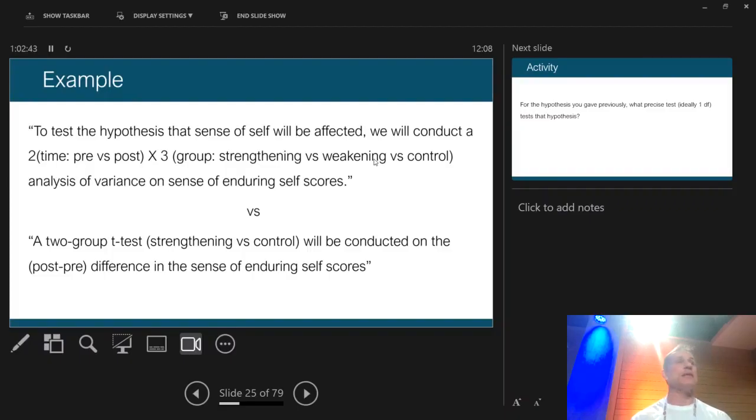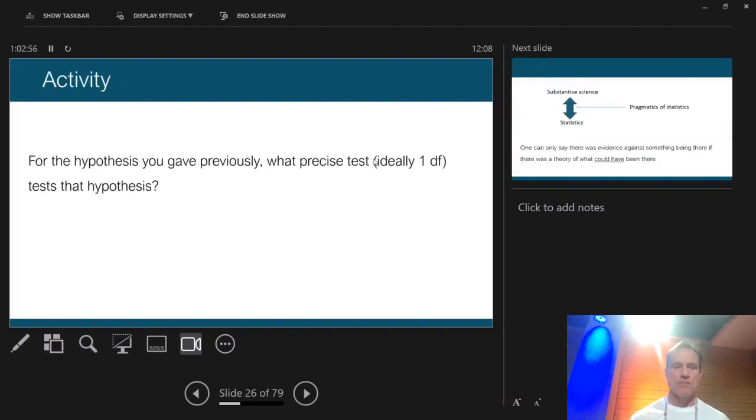This is the precise test, and I'm committing in advance. If I get good evidence for H0 from this, I'm giving up that hypothesis. That's the way I think about this. I don't know if you came up with a precise prediction in the previous exercise, but if you did, or you came close to one, think about the 1 degree of freedom test that would actually test it. Just to clarify, are you happy with what I mean by 1 degree of freedom?